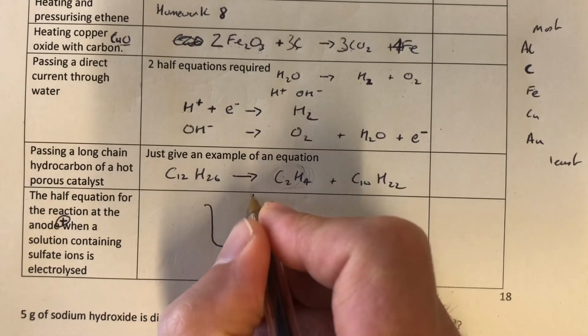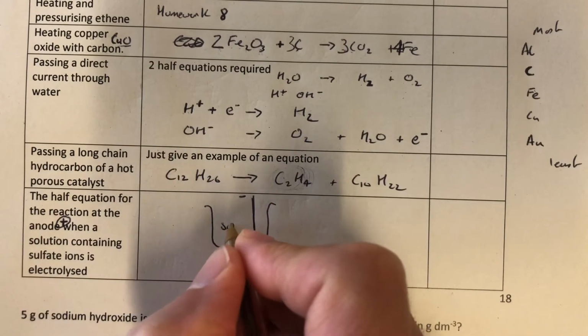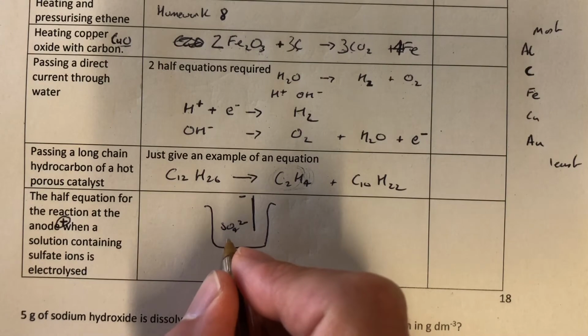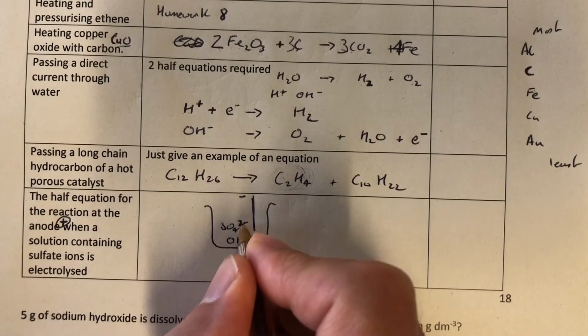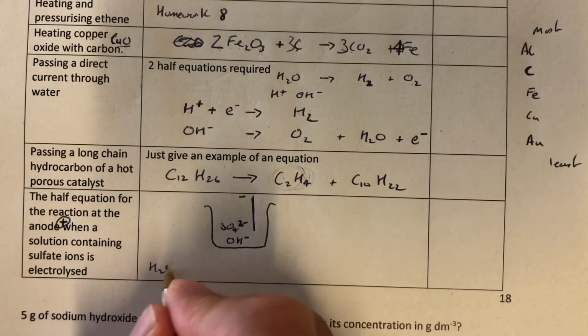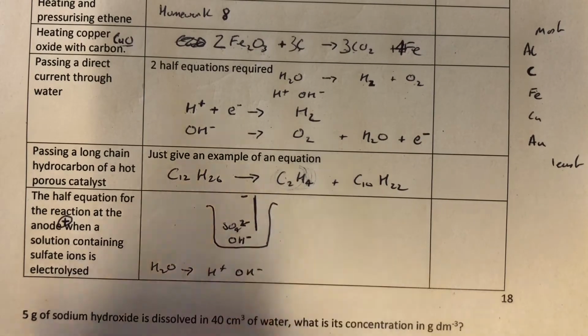So here's our negative electrode. If this is a solution containing sulfate ions, SO4 2 minus ions, it also contains hydroxide ions, OH minus ions. It contains 2 negative ions. You may say, where do the hydroxide ions come from? They come from water. Water, when it dissolves things, ionizes into hydrogen ions and hydroxide ions.